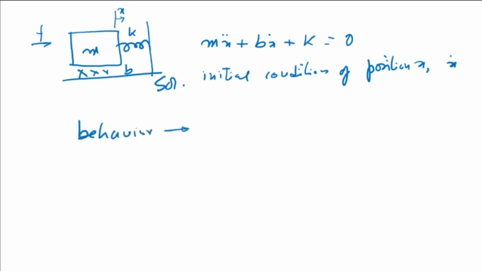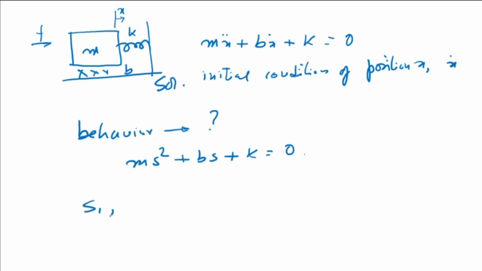Okay, what is the meaning of behavior of the system? It basically means that if I give it a small push and I leave it, how it is going to behave. Okay, so now what we do is we take the Laplace transform of this, which gives ms squared plus bs plus k is equal to 0. Okay, and we see that there are two roots.